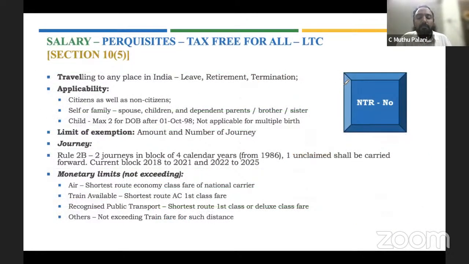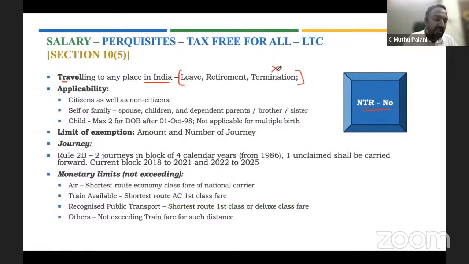Okay. We said we'll discuss leave travel concession. As we said, it is not applicable for the new tax regime. So you are basically traveling to any place in India. You are taking leave, or you're temporarily retiring and going, or you're terminating and coming back. In all these situations, basically you're traveling. So this portion is not important. We'll skip this part.